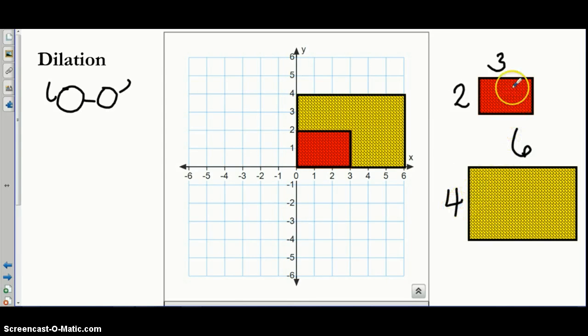Now we can compare the lengths of the two rectangles. We have a 3 and a 6. The red rectangle's length was doubled to have a 6 on the yellow. The same for the width. The 2 was doubled. Now we have a width of 4 on the yellow. This doubling of the red rectangle in order to produce the yellow rectangle is a form of dilation.